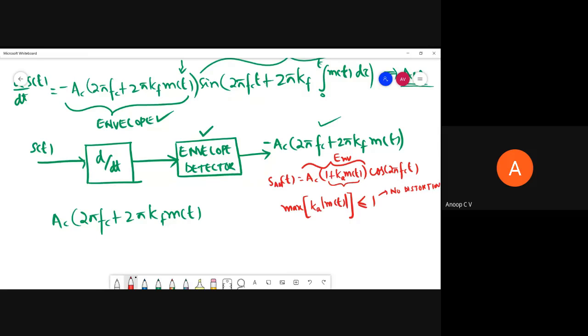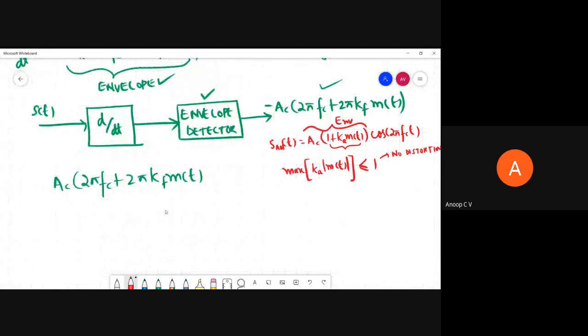So now, can we rewrite the envelope like that? Of course, we can. If you take 2π f_c common, the first term becomes 1, and we have whatever remains. So this is equal to A_c times 2π f_c times (1 plus 2π k_f m(t) divided by 2π f_c).